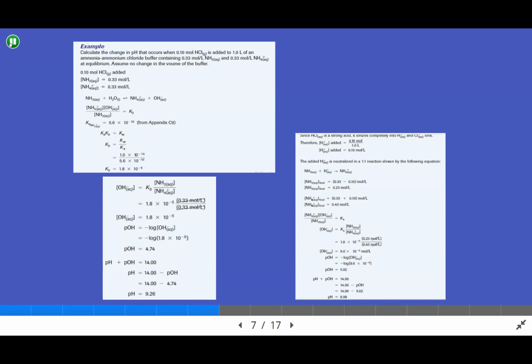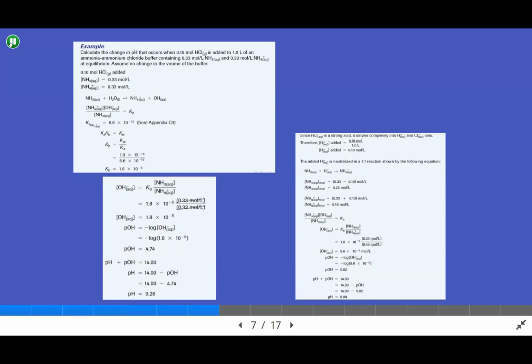Since HCl is a strong acid, it ionizes completely to H+ and Cl-. Therefore, the concentration of H+ added is our moles, 0.10 moles over 1 liter. So that's 0.1 moles per liter. And then the added H+ is neutralized in a 1-to-1 reaction as shown by the following equation. Right, it's 1-to-1. So our final concentration of NH3 is 0.23 moles per liter. And our final concentration of NH4+ is 0.43 moles per liter.